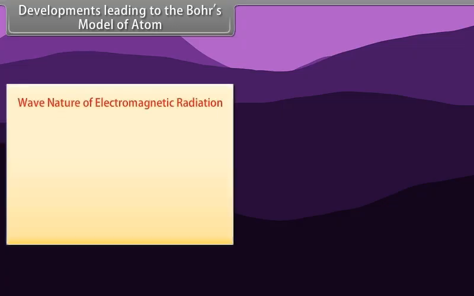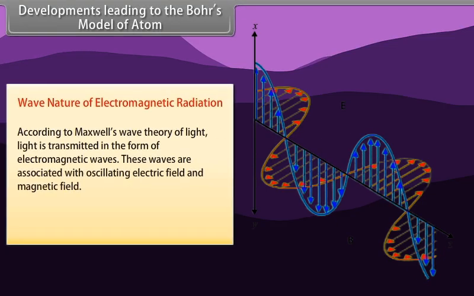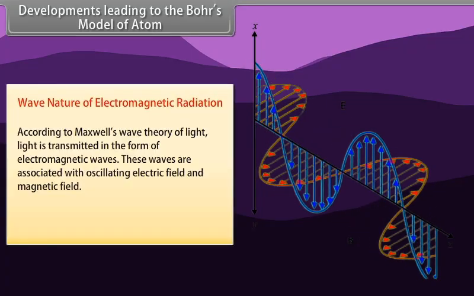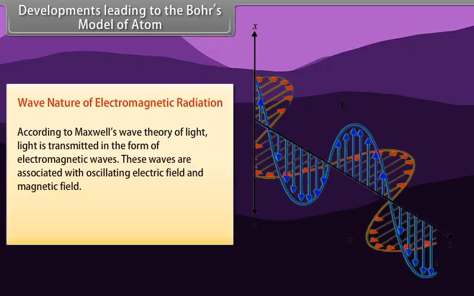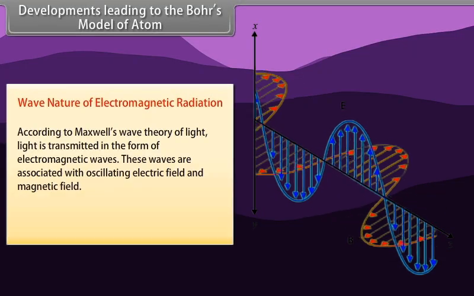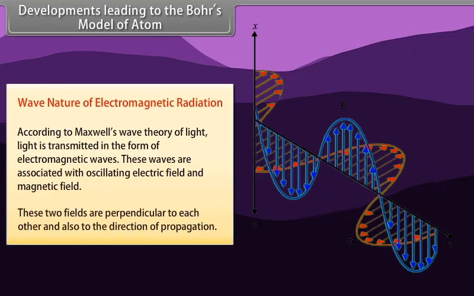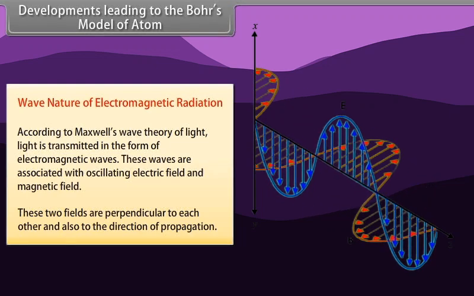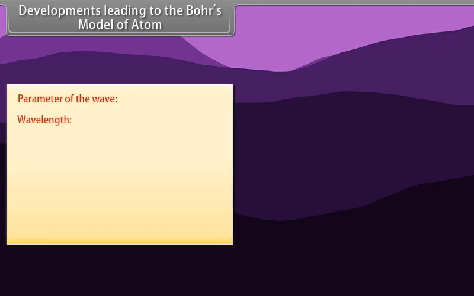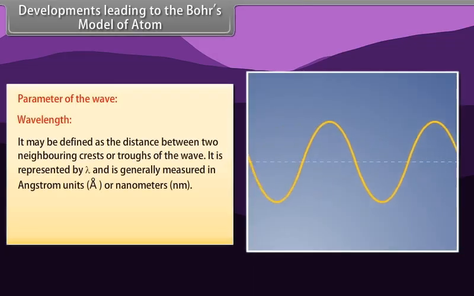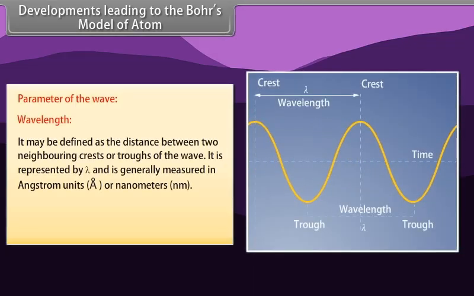Wave nature of electromagnetic radiation. According to Maxwell's wave theory of light, light is transmitted in the form of electromagnetic waves. These waves are associated with oscillating electric field and magnetic field. These two fields are perpendicular to each other and also to the direction of propagation. Parameters of the wave. Wavelength. It may be defined as the distance between two neighboring crests or troughs of the wave. It is represented by lambda and is generally measured in angstrom units or nanometers.